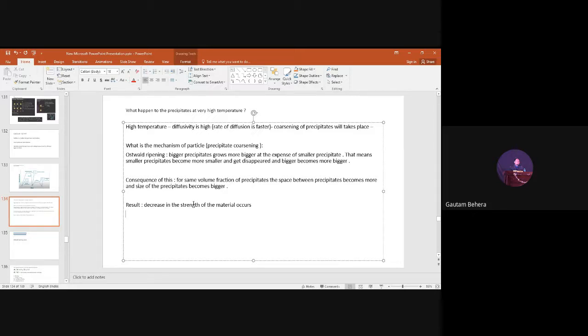So how does this actually happen? Two mechanisms are happening here. Dissolution and reprecipitation will be there, right? That means the small precipitates will dissolve in the matrix first. Then the solute will reprecipitate on the bigger precipitate. So it will grow into bigger and bigger size.